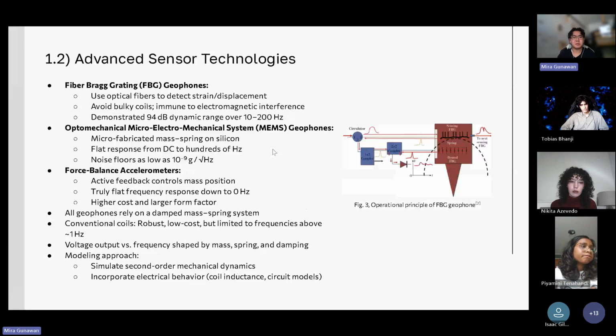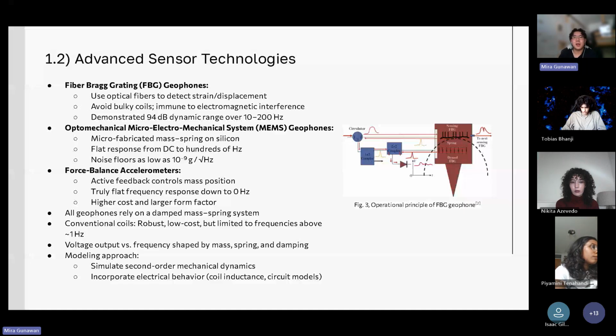So following that, regarding advanced sensor technologies, to extend bandwidth and capture lower frequencies, advanced technologies have emerged, such as fiber Bragg grating geophones, FBG geophones for short, which replace coils with optical fibers. This achieves dynamic ranges around 94 decibels over 10 to 200 hertz. MEMS geophones miniaturize the mass spring system on silicon. That offers flat responses from direct current to several hundred hertz and noise floors near 10 to the minus 9 g per root hertz.